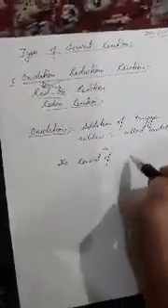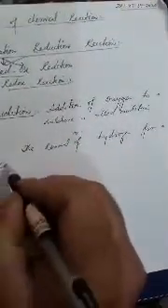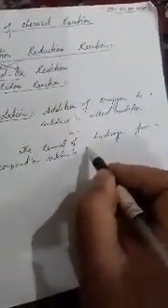There is another definition of oxidation. We can also say that the removal of hydrogen from a compound or a substance is called oxidation. The removal of hydrogen from a substance is called oxidation.